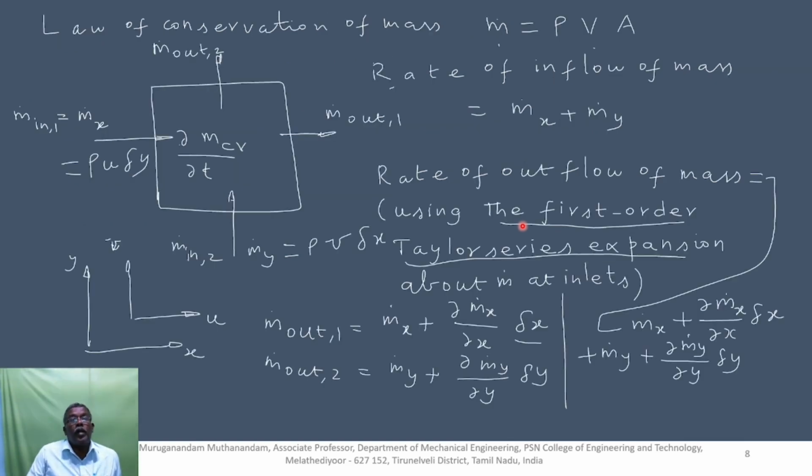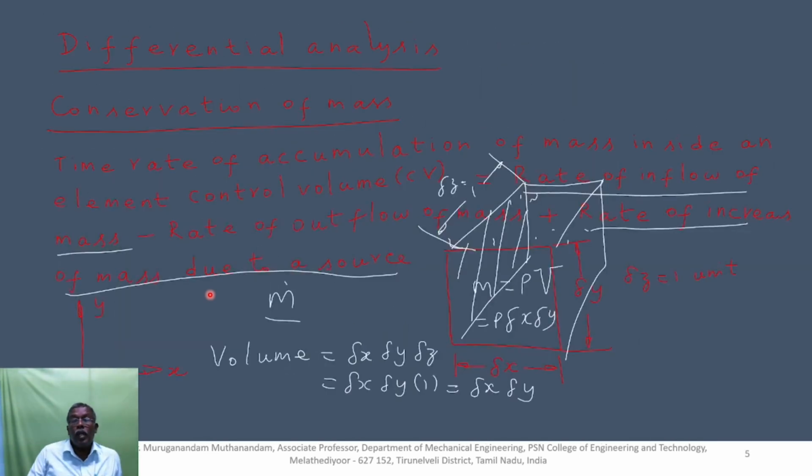I start with the law of conservation of mass, which is applied to the elemental control volume. Here I have taken a two-dimensional control volume, which means its length along the z direction is 1 unit. It has a length along the x-axis, the horizontal direction, delta x. It has a length along the vertical direction, delta y. It has a length along the z direction of 1 unit.